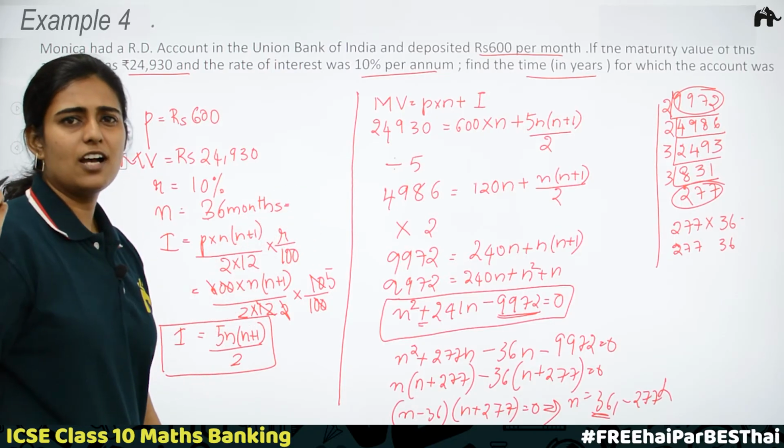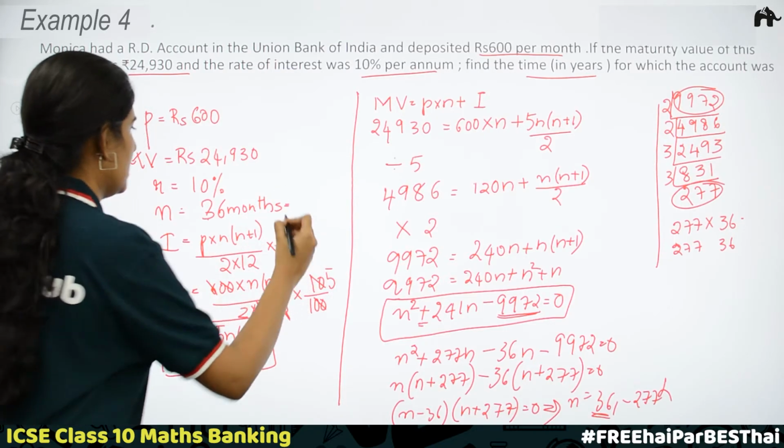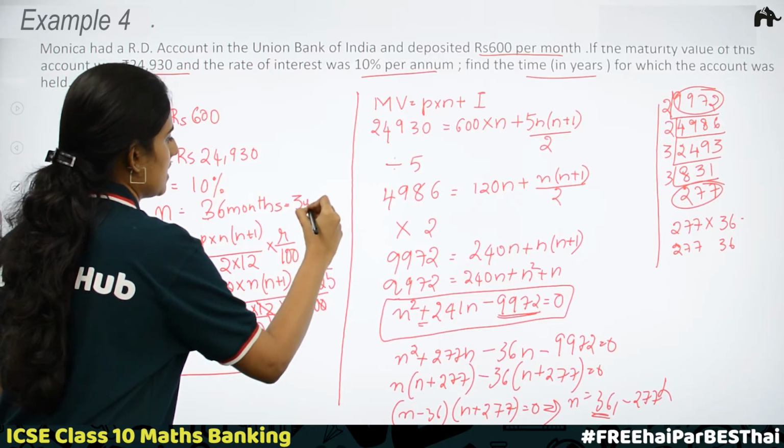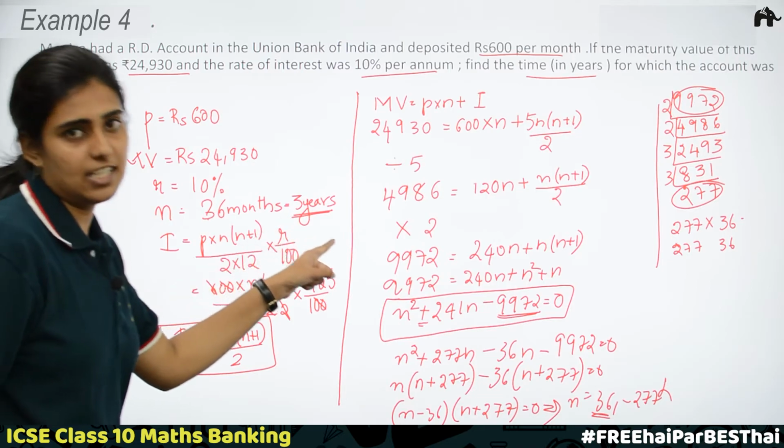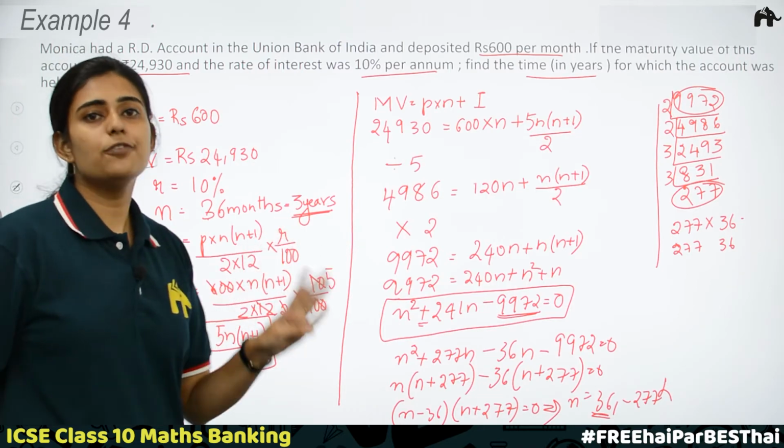36 months means how many years? Yes, that is 3 years. So, the time taken will be 3 years. Is this clear? This is the fourth type of problem.